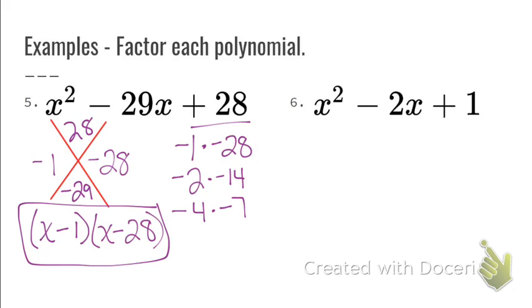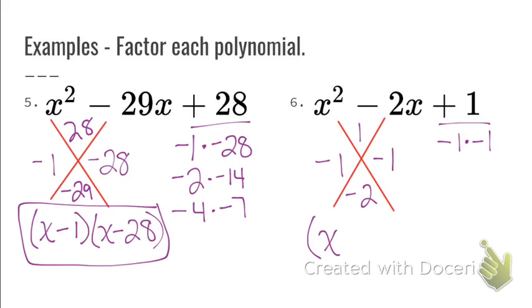All right, problem number 6 might be the easiest one of the day. We are trying to multiply to positive 1 and add up to negative 2. Well, I made it pretty easy on you because there's only one factor pair for 1. It would be 1 times 1, or in this case, negative 1 times negative 1. And lucky for us, that would add up to negative 2. So x minus 1 times x minus 1.